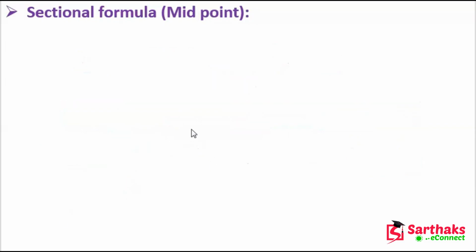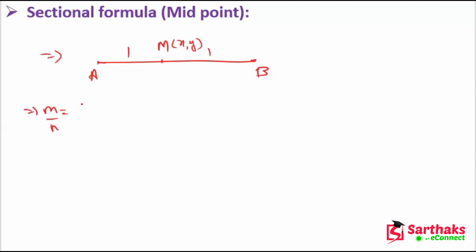Fraction formula of the midpoint. Let's suppose we have a line AB. Now if a point M(x, y) cuts this line AB into two equal parts, it means the ratio is 1:1. So we have the value of m upon n as 1:1.